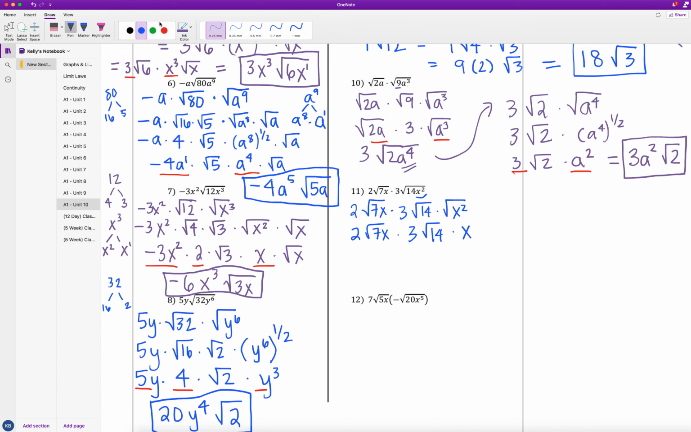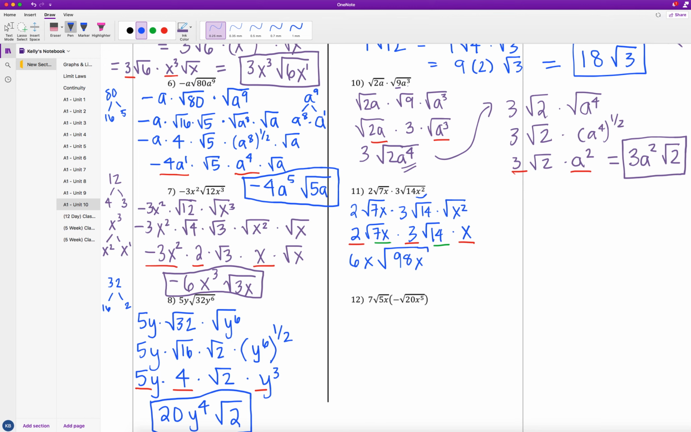From here, I'm going to multiply anything that's outside of the square roots together. So the 2, the 3, and the x, I'll end up getting a 6x. And I want to multiply the stuff that's inside the square roots together. So the 7x and the 14. When I multiply those, we end up with 98x.